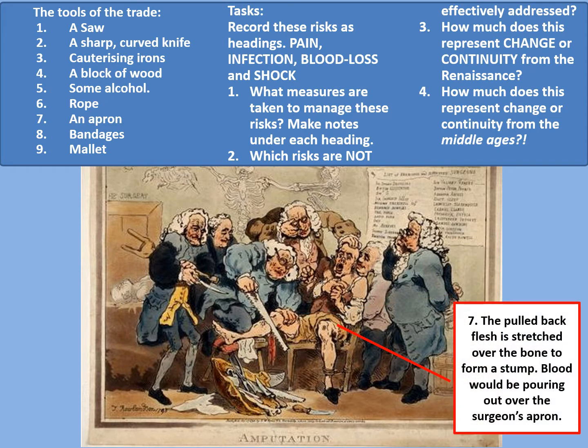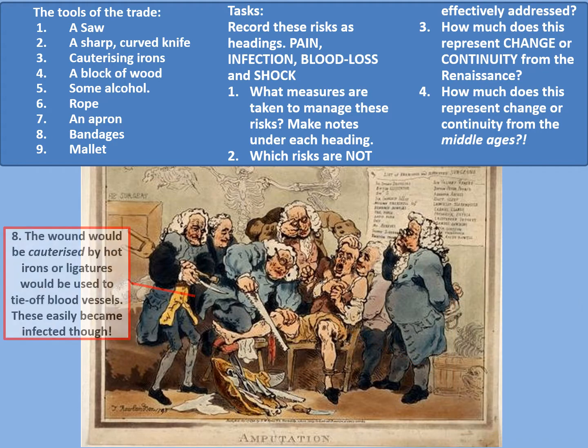The pulled-back flesh is stretched over the bone to form a stump. Blood would be pouring out over the surgeon's apron at this time, assuming he's wearing an apron. The wound would be cauterized by hot irons or ligatures. These ligatures would be used to tie off blood vessels and were a development in the Renaissance. These easily became infected though.